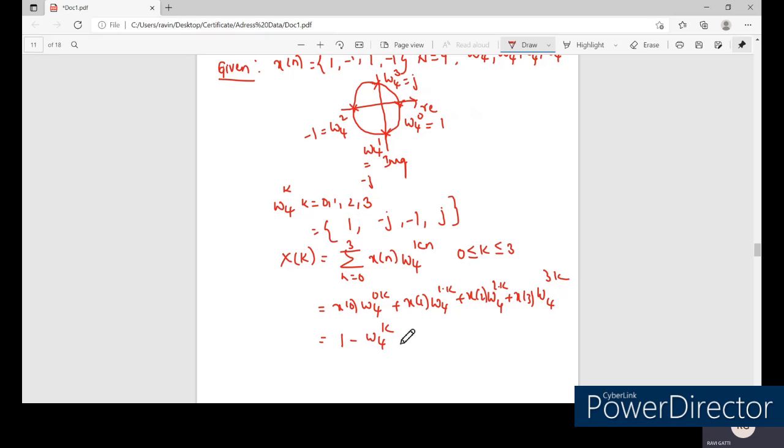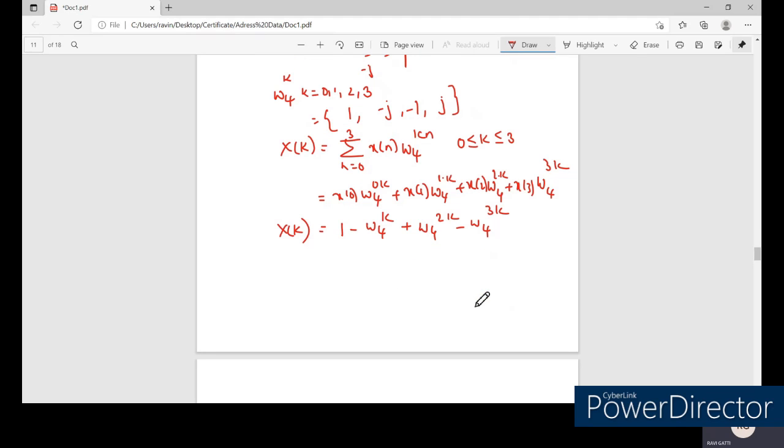Okay, next plus x of 2 is plus 1 there. So therefore you'll be getting omega 4 to the power of 2k. The x of 3 is minus 1, so therefore you'll be getting minus omega 4 to the power of 3k. So this is what you'll be getting for x of k.